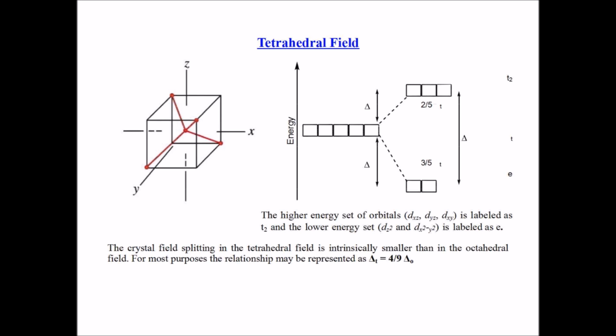Here delta T stands for crystal field splitting in a tetrahedral crystal field. The relationship between delta O and delta T is delta T equal to 4 by 9 delta O, that is equal to 0.45 delta O. The magnitude of energy in the case of a tetrahedral crystal field is almost half of the magnitude of that in the octahedral crystal field splitting energy.